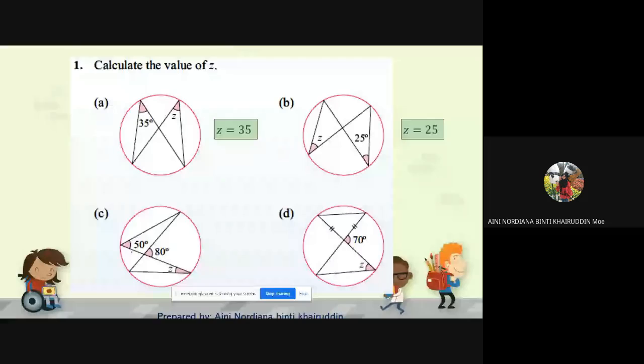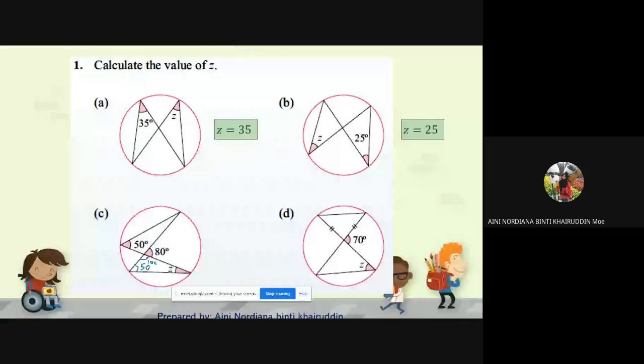Okay, angle at here is 50. So in order to calculate the value of Z, first you need to find this angle, which is 180 minus 80. So Z equals 180 minus 50 minus 100, equals 30.